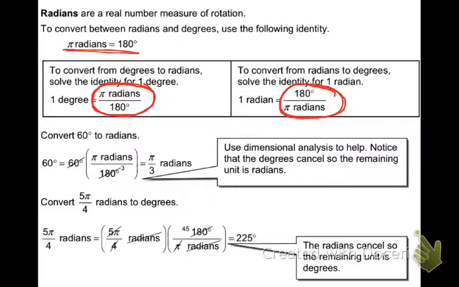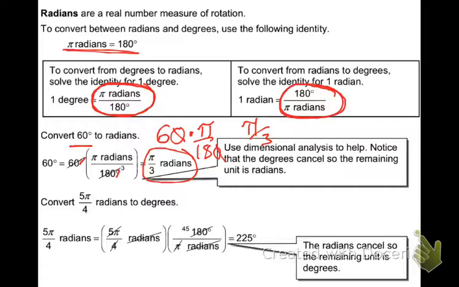Okay, to convert 60 degrees to radians, I'm going to take 60 times pi over 180. And I simplify. Well, 60 over 180 is going to simplify to what? My zeros cancel. 6 goes into 18 how many times? 3. So I get pi over 3. That is in radian form. Again, why is that? My degrees cancel out, giving me pi radians.